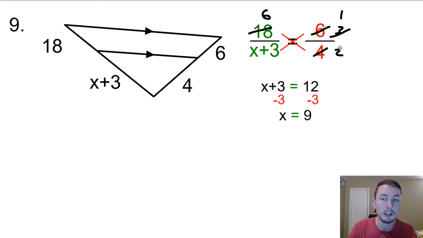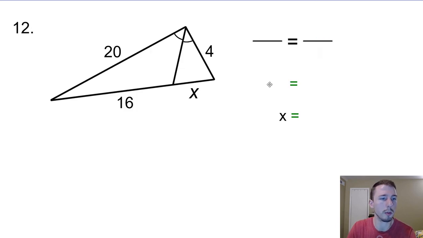Now, if you didn't reduce first, you'd have to do some distribution, and it's going to be a little longer, but it'll work either way you want to do it. But anytime we can reduce vertically or horizontally before we cross multiply, it's going to make your numbers a lot easier to work with, more manageable.